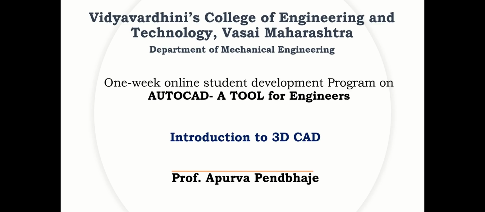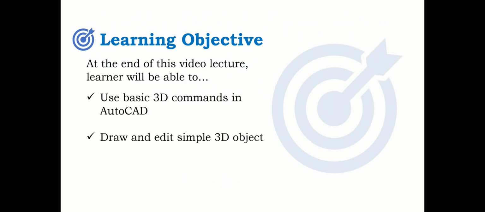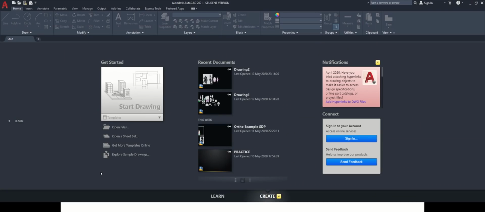The topic for this session is Introduction to 3D CAD. The learning objective of these lectures are, at the end of this lecture, you should be able to use basic 3D commands in AutoCAD and you will be able to draw and edit simple 3D object. Let us switch on to AutoCAD window now.